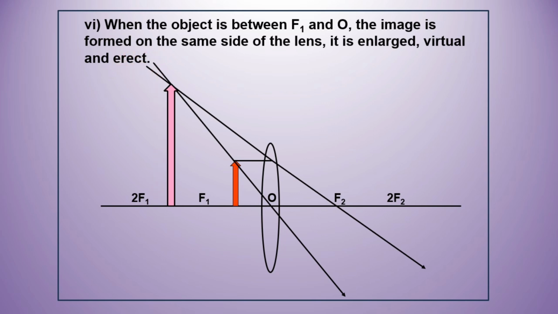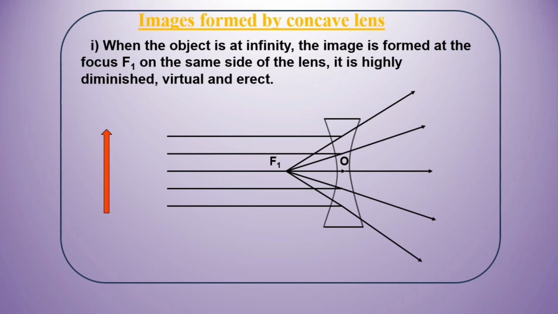Next, we are going to see the images formed by the concave lens. In the first case, when the object is present at infinity, the image will be formed at focus F1 on the same side of the lens. So the image will be highly diminished, virtual and erect.